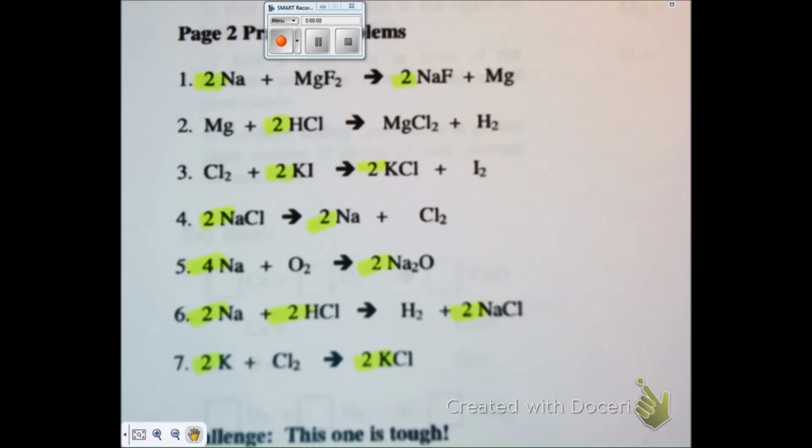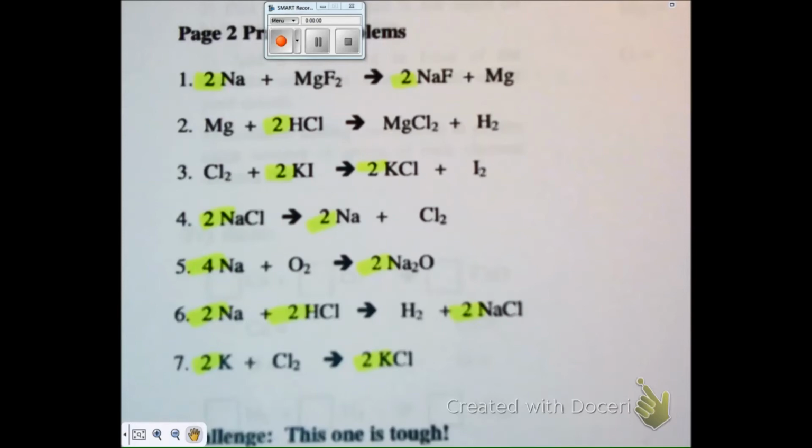Raise your hand if you and your table, having discussed these balanced equations, got at least 5 right. All right. How about 6 right? Awesome. How about 7 right? Very good. You are catching on.